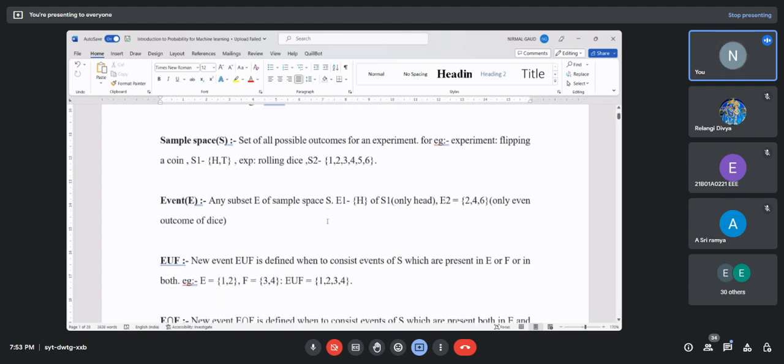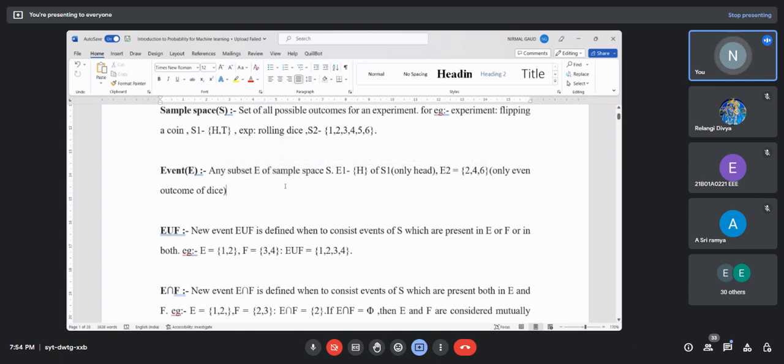Here is one simple example I'm going to consider. If I have a sample space, meaning the possible outcomes, and I toss a coin, you know that I'm going to get head and tail. If I roll a dice, I'm going to have 1, 2, 3, 4, 5, 6, only six values when you roll a dice. So the sample space is the set of all possible outcomes: head, tail, 1, 2, 3, 4, 5, 6, or any other activity you do. This is the sample space. Now, what is an event?